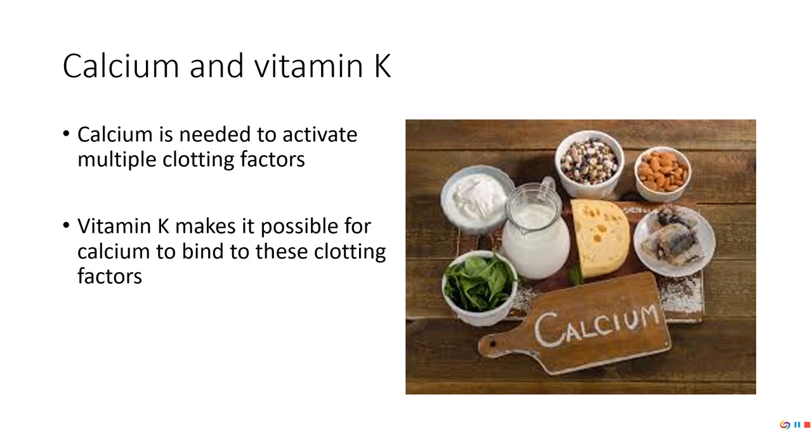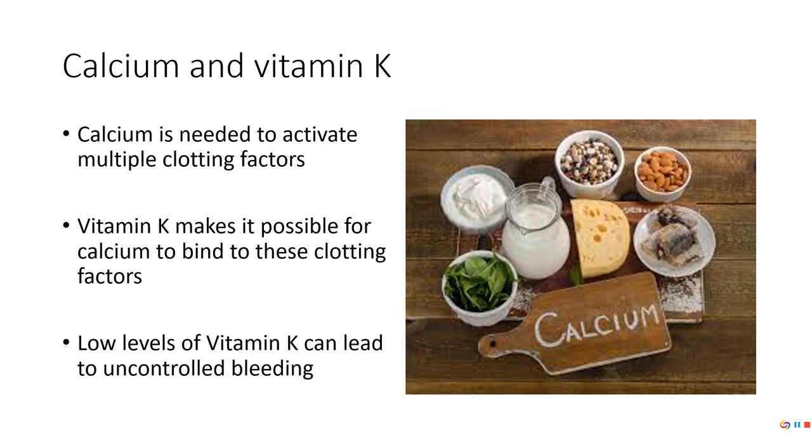But we also need vitamin K. And the reason we need vitamin K is because vitamin K makes it possible for calcium to bind to these clotting factors so that we can have activation. So vitamin K is needed so calcium can bind to the clotting factors. Calcium is needed so the clotting factors are activated. Activated clotting factors are needed so that a clot can form and we reduce the blood loss. So if you don't have a lot of vitamin K, it's possible to suffer from uncontrolled bleeding. This could be a possible explanation for someone that's got hemophilia.